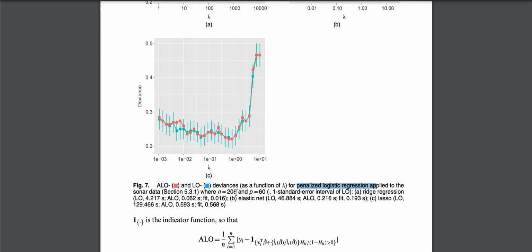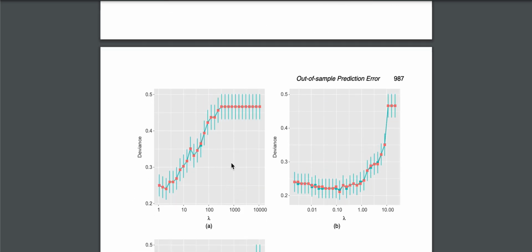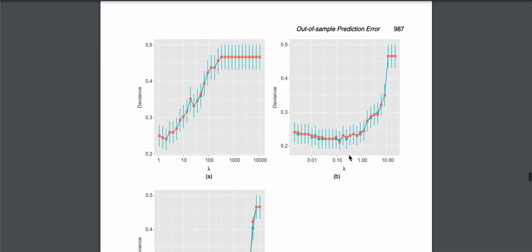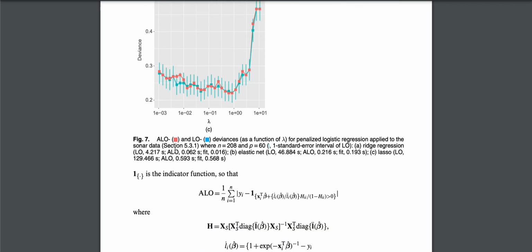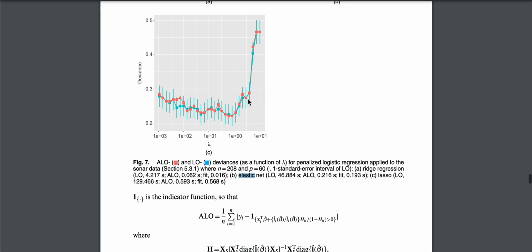The sample size, excuse me, is 208 and the number of features is 60, and ridge regression is presented here. This is elastic net B, and C is lasso.